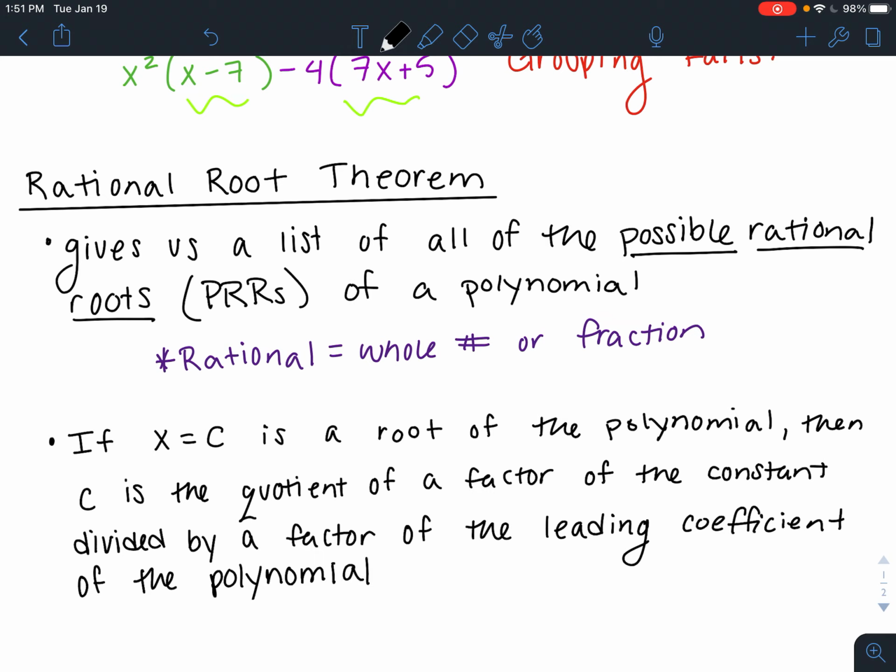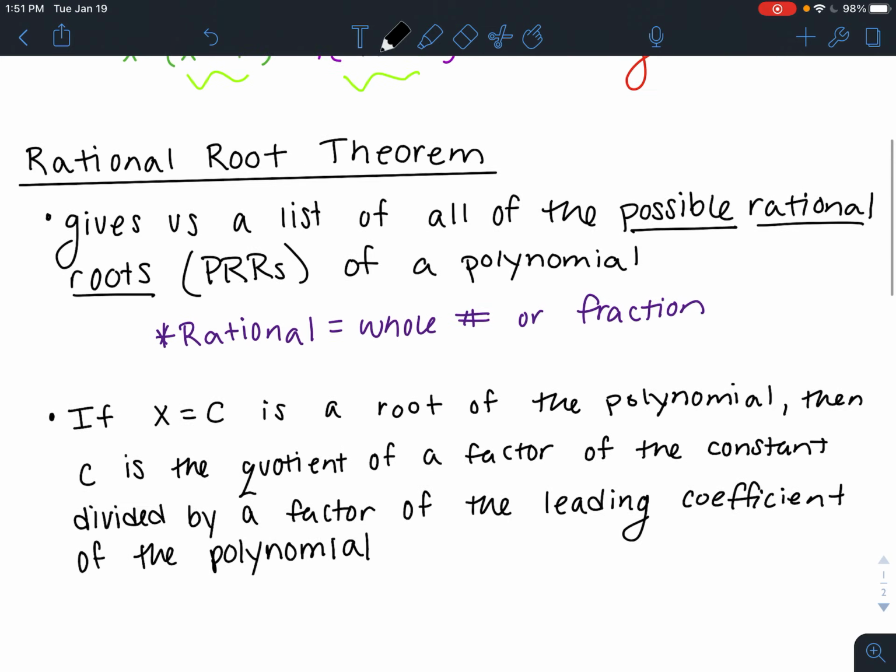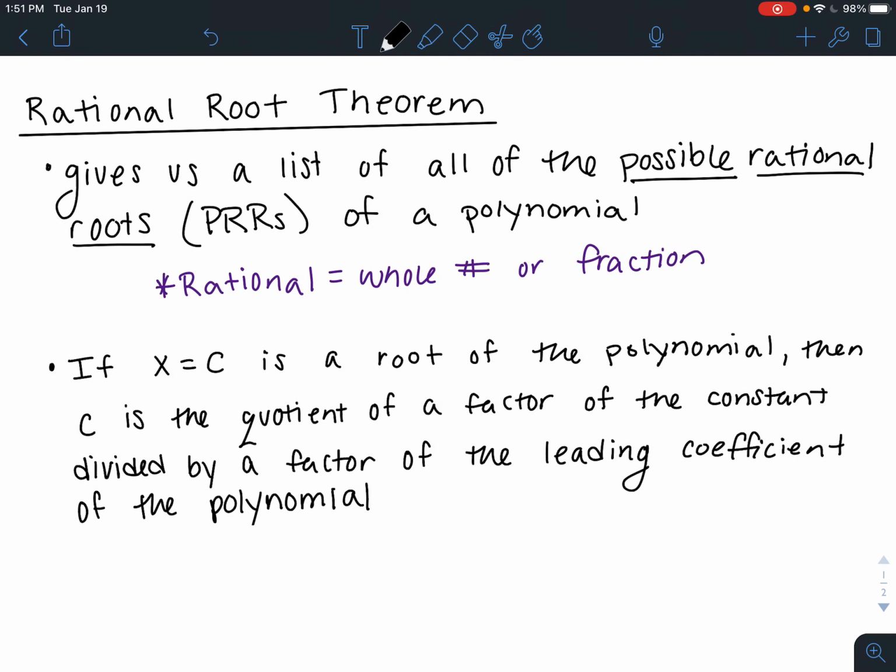Okay, so that seems really, really confusing, and how am I supposed to know what that means? So what that's going to do is we're just going to talk about that in a basic formula setup, and then we're going to go back to that function we started with and make a list of all of the possible rational roots.